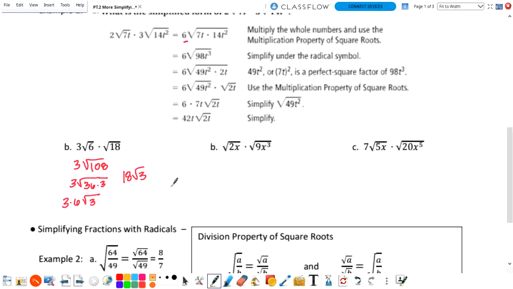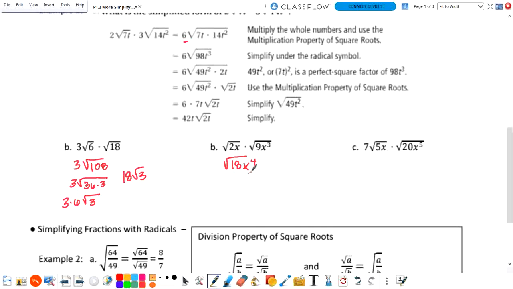All right. Square root of 2x times the square root of 9x cubed. So 2 times 9 is going to give us 18. And x times x cubed is going to give us x to the 4th power. Now once again, we want to simplify this in such a way that we can find a perfect square.